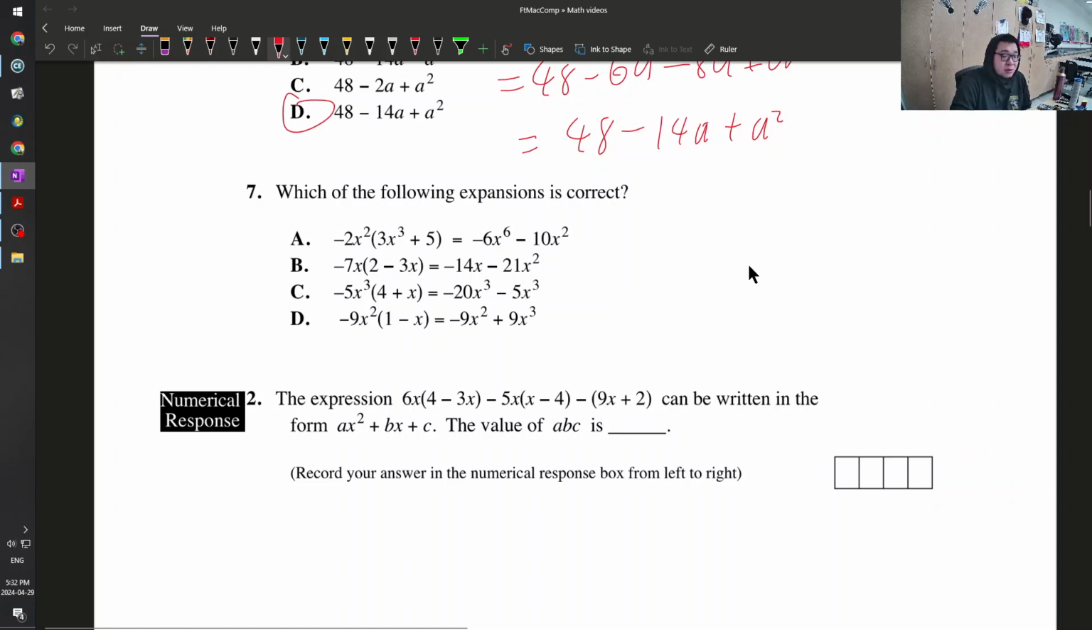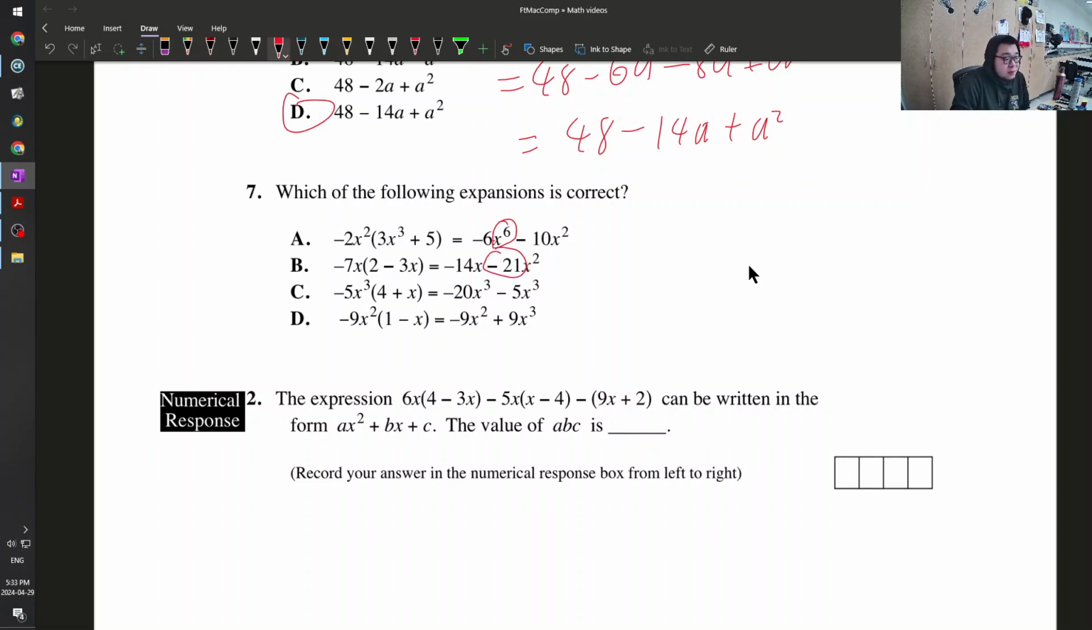7. Which of the following expansions is incorrect? Well, check each one of them one by one. Negative 2 times 3 is negative 6. X squared times x cubed is not x to the power of 6. It's x to the power of 5. So this one is wrong. Negative 7 times 2 is negative 14, right? X by itself, good. Negative 7 times negative 3 is positive 21. So this one is also wrong.